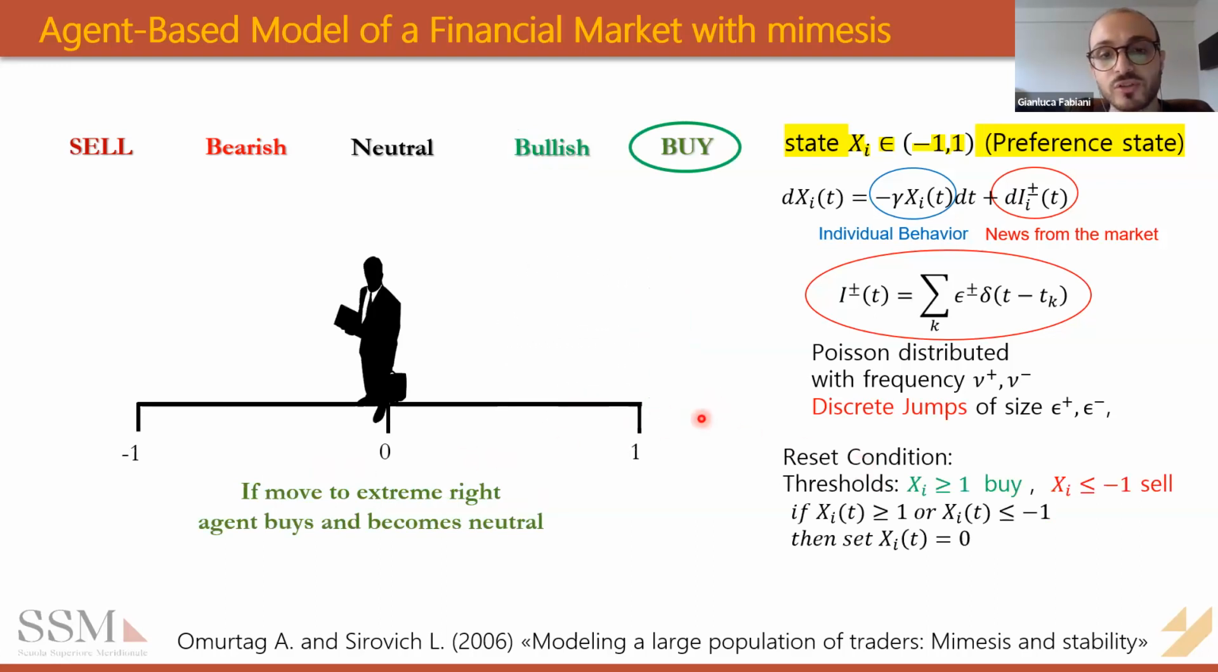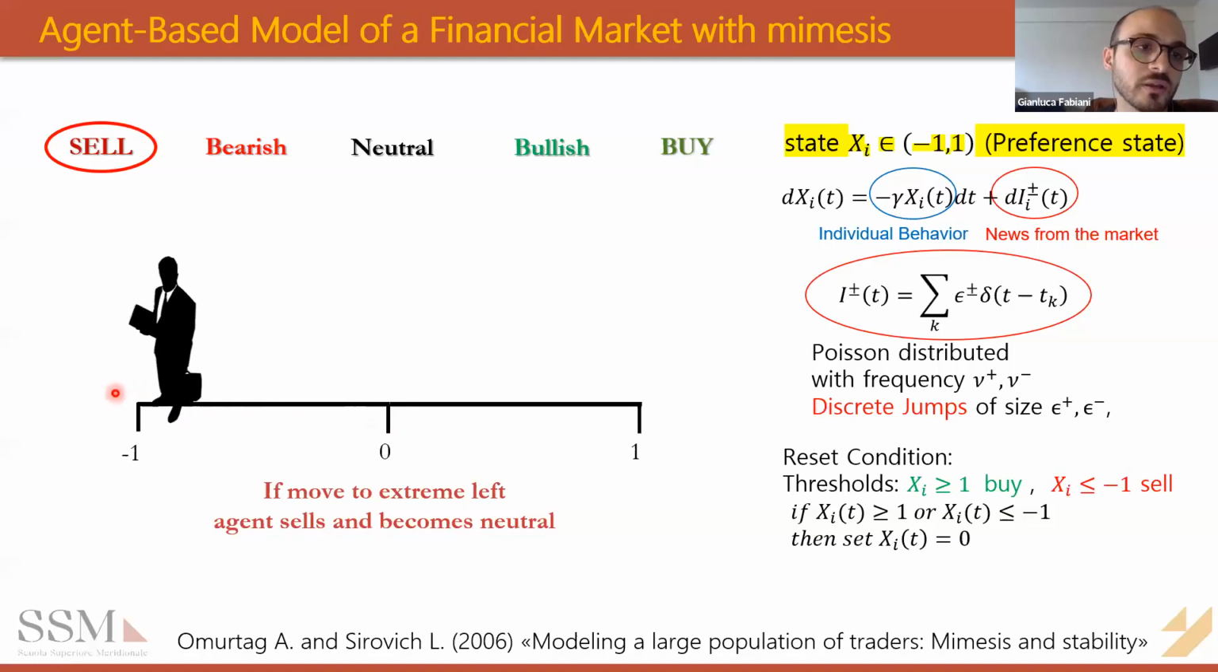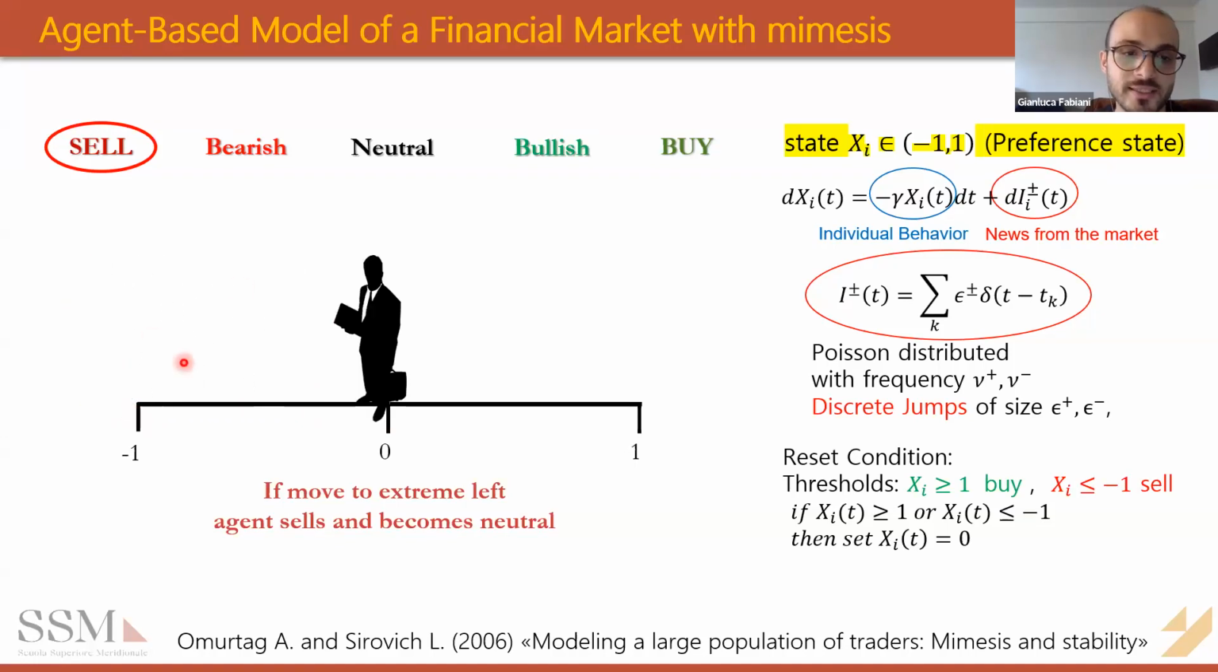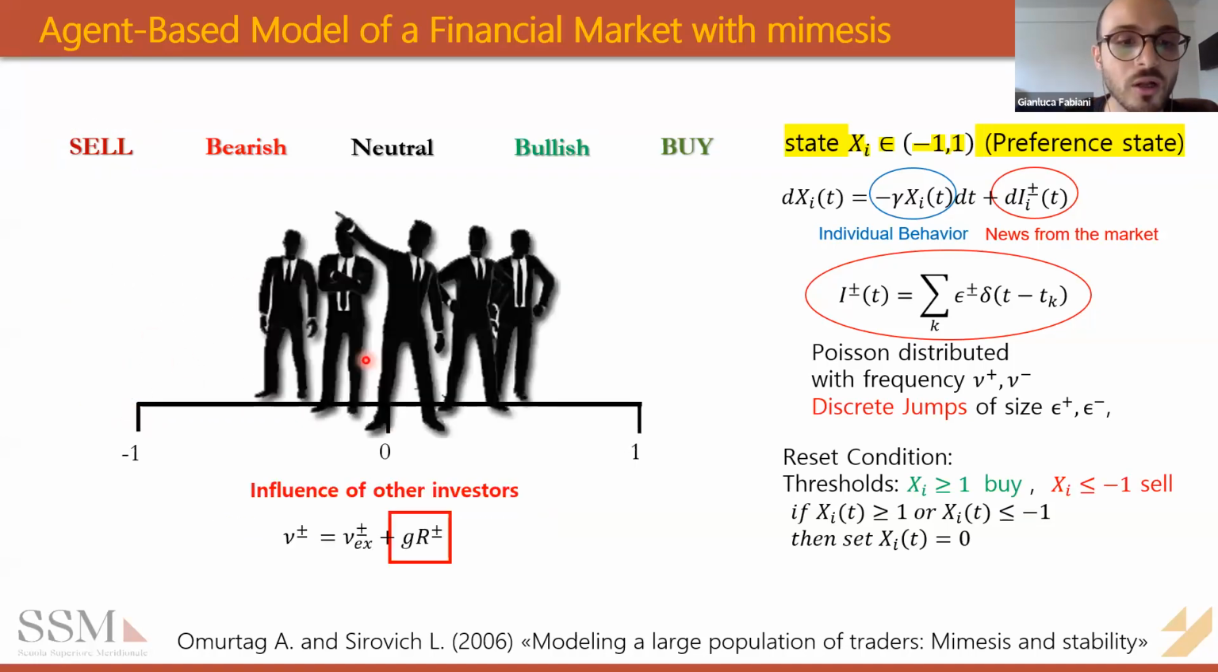So if the agent crosses the boundary 1, then we say that the agent buys, and then we reset the agent to the neutral position. As well, if the agent crosses the left boundary, it sells and is reset to 0.